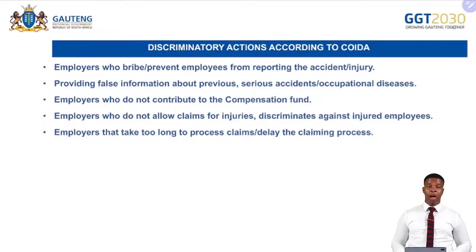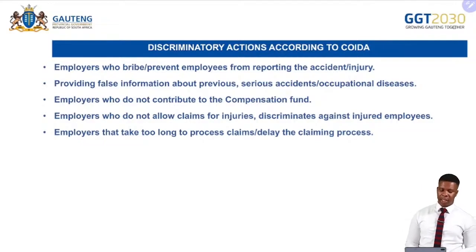the idea that the employer who bribes or prevents employees from reporting accidents is actually discriminating against them, and providing false information about previous or serious accidents or occupational diseases is basically discriminating, because you are not helping to improve the situation and improve the safety of your workers as an employer.